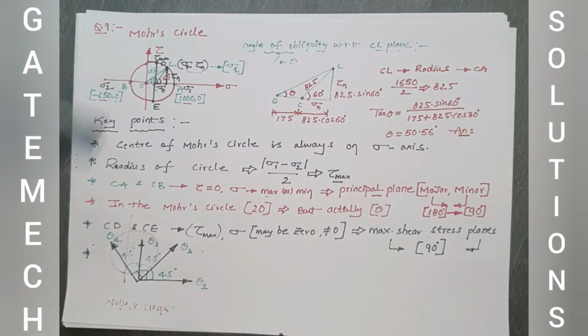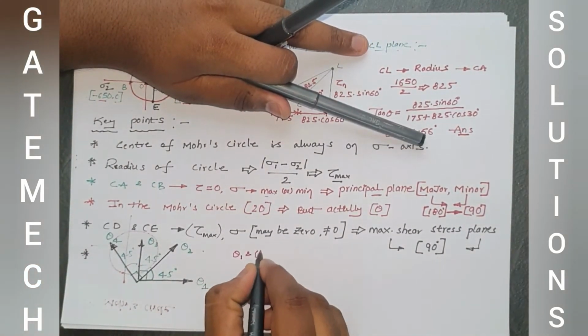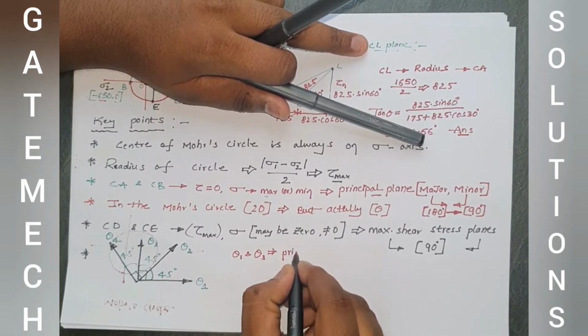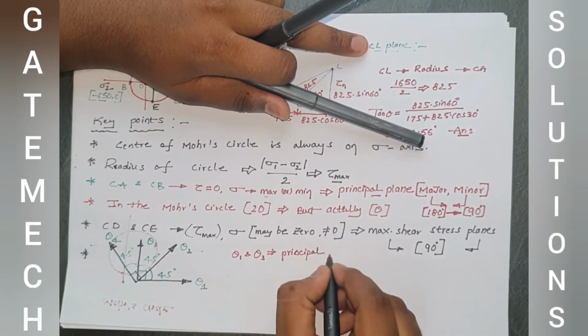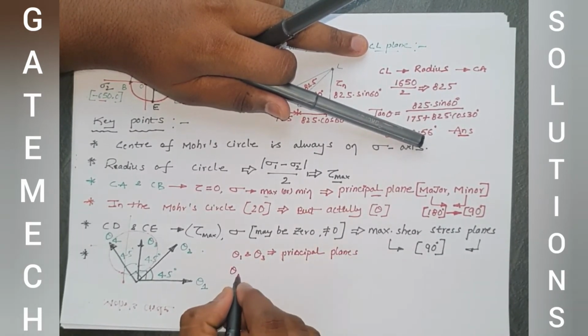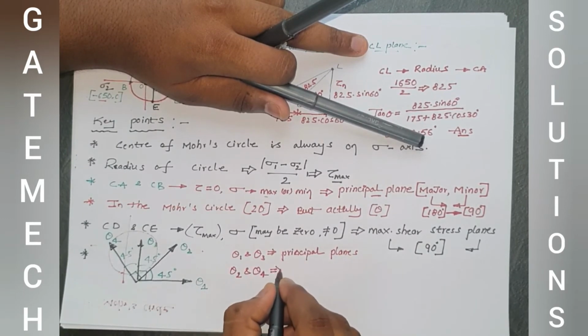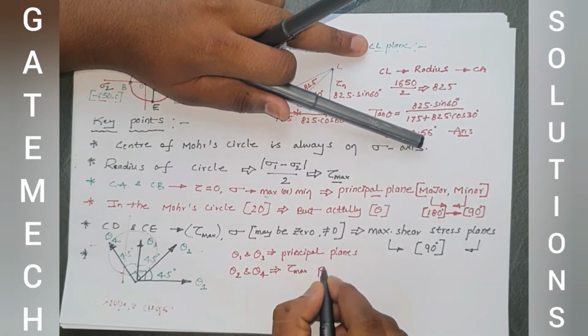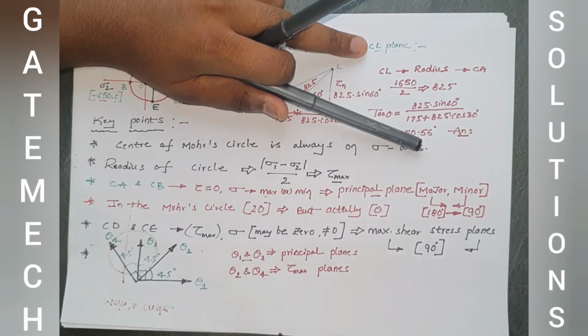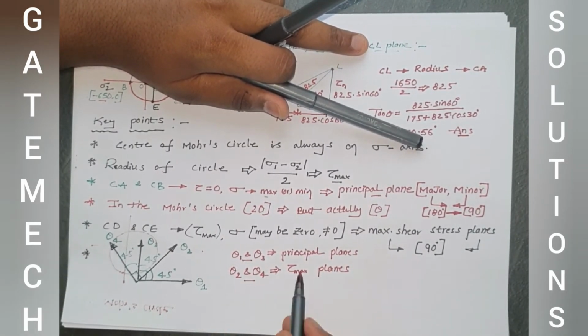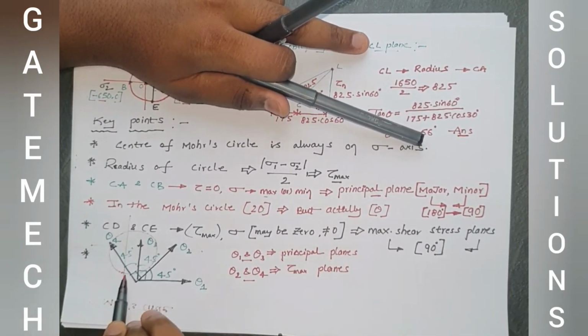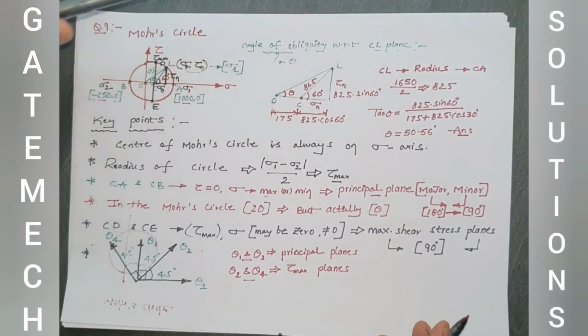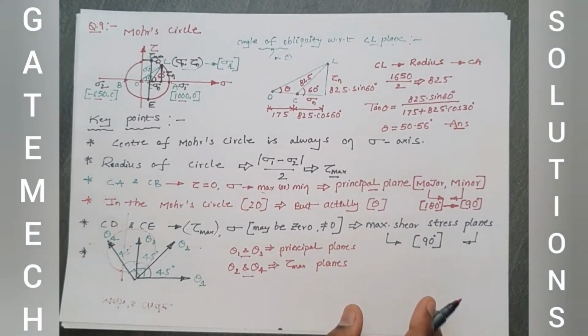What are theta 1 and theta 3? Theta 1 and theta 3 are principal planes, where theta 2 and theta 4 are tau max planes, maximum shear stress planes. These two are separated by 90 degrees, these two are also separated by 90 degrees, but one principal plane and one shear stress plane are separated by 45 degrees. That point you need to remember from an interview point of view. So similarly, another point we can also discuss.